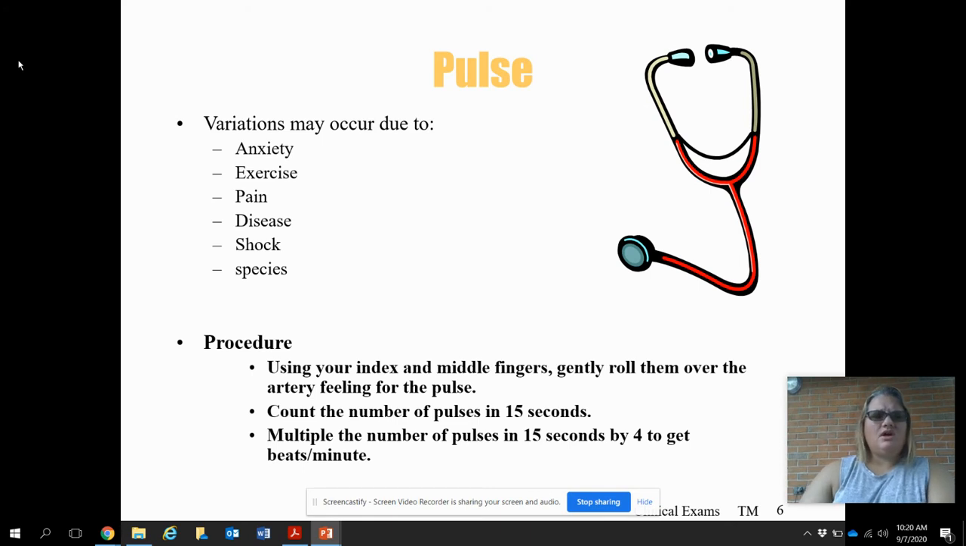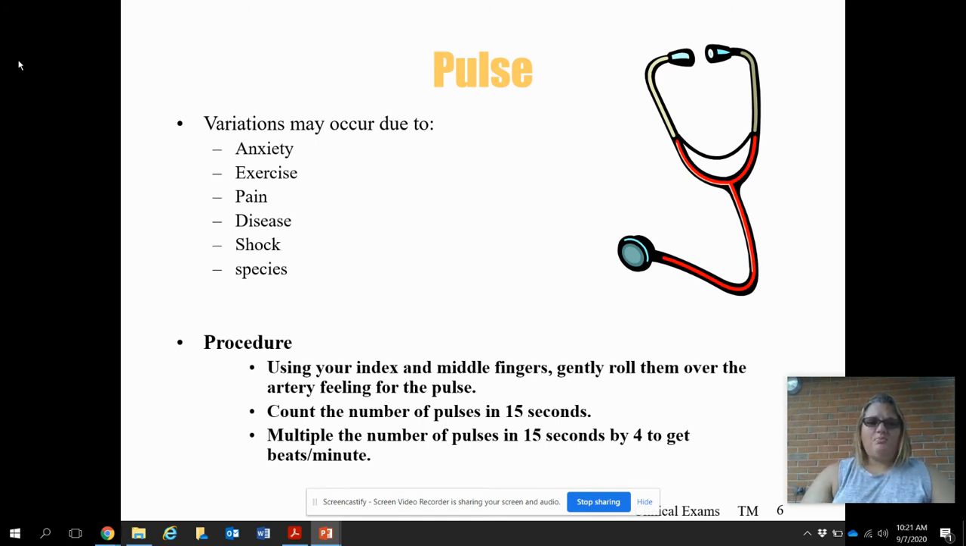So here's the pulse. Variations are due to anxiety, stress again. Exercise will increase your pulse. That's not a bad thing. Pain does increase the pulse. Disease can. If the animal's in shock and has lost some blood, the heart's going to be pumping like crazy to try to keep what blood it has in the body going through the body to help oxygenate those vital organs. So that will increase the heart rate, being in shock. And then by species. So we talked about those bigger species having the lower heart rate and those smaller animals having the higher heart rate.